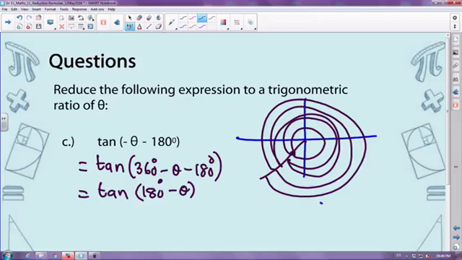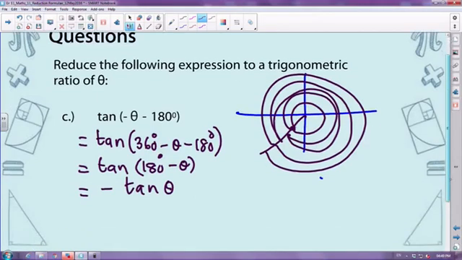Now, we go back. 180 degrees minus, which quadrant is that? 180 degrees minus, that is the second quadrant. How is tan in the second quadrant? It is the sine quadrant, so it means that tan is negative. You get negative tan of theta. So your simplified form is negative tan of theta.